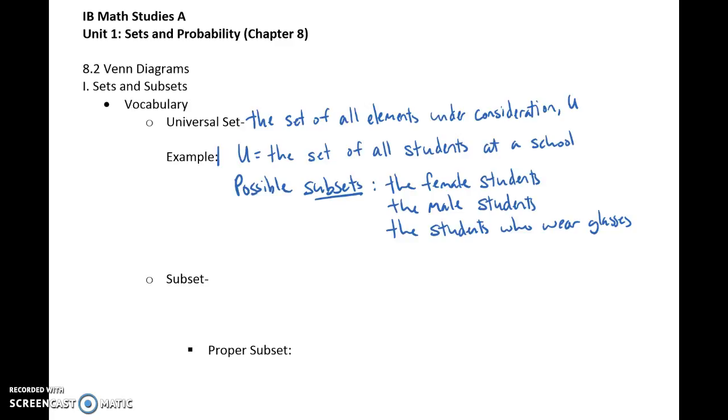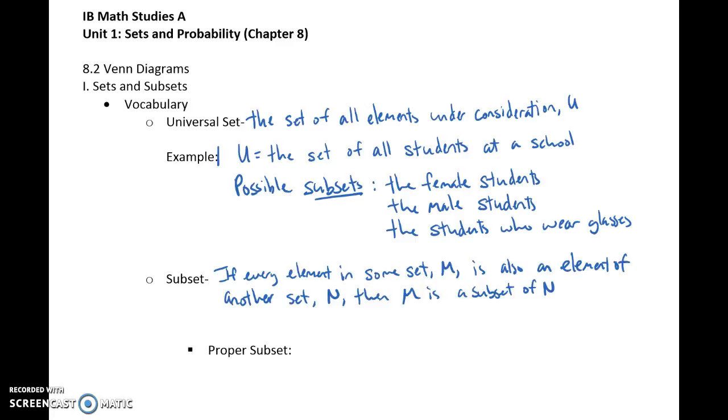So to formally define a subset: if every element in any set, for example M, is an element of another set N, then M is a subset of N. So basically, as long as all the elements inside one set are contained in another, it is a subset of the other. Your subset can also equal the original set.